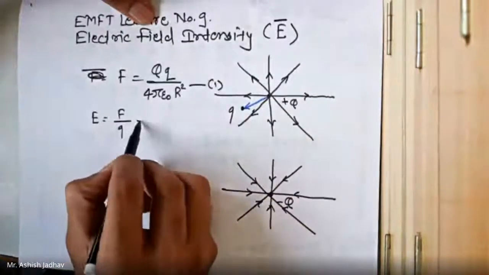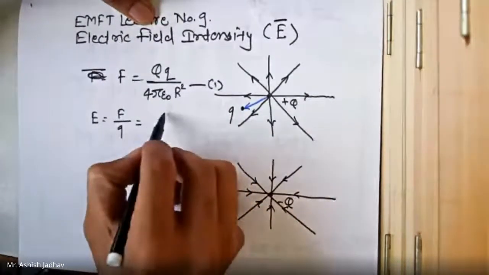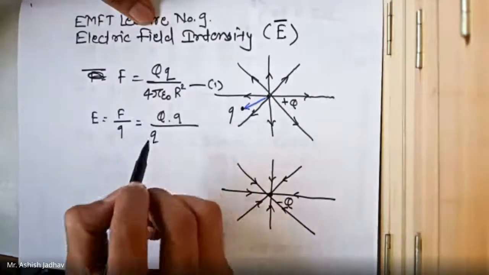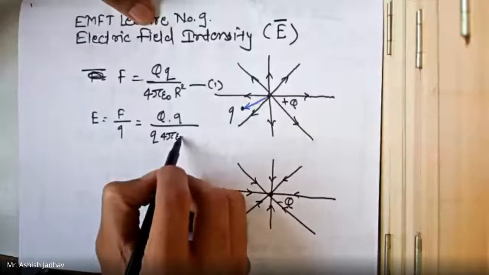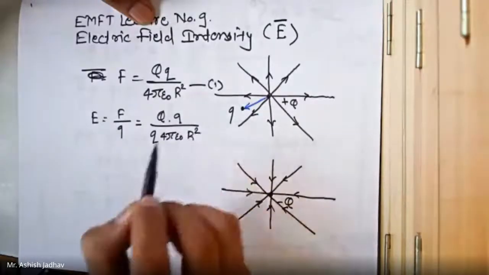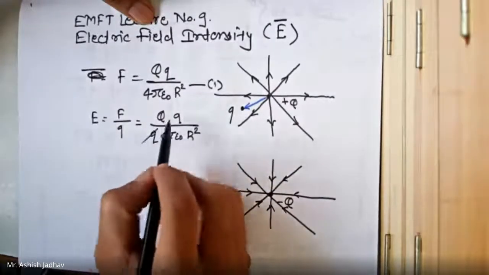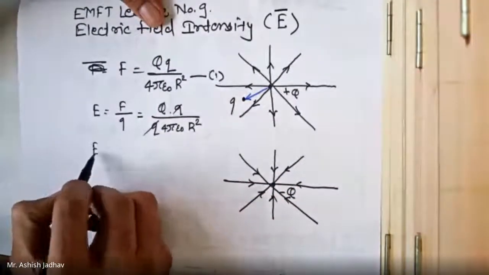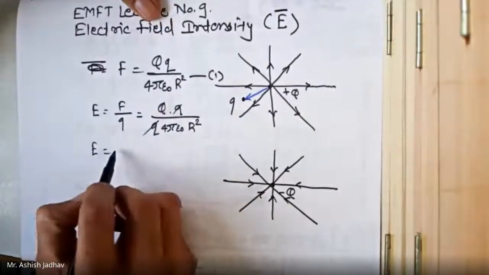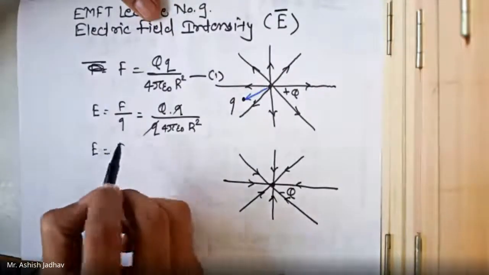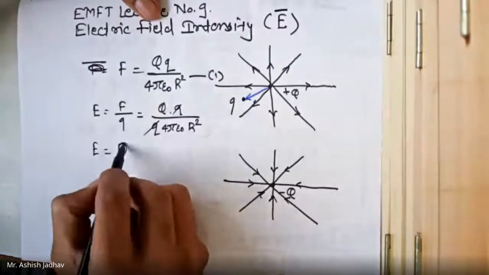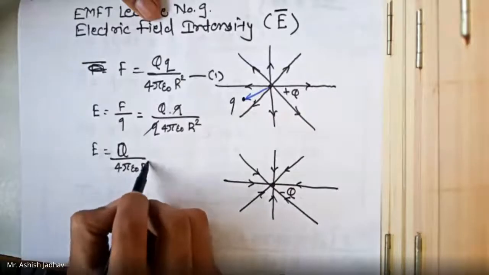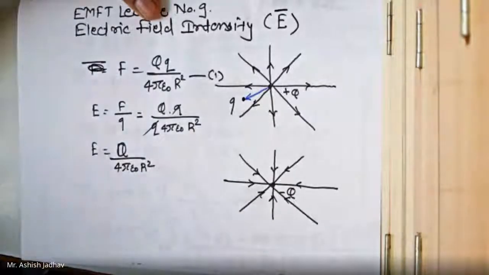So what will you get? This is equal to Q upon Q 4 pi epsilon naught r square, right? So this test charge Q gets cancelled. And finally, what we get is E is equal to F upon Q. Rather, I should write now simply Q upon 4 pi epsilon naught r square. So this is the formula for electric field intensity.